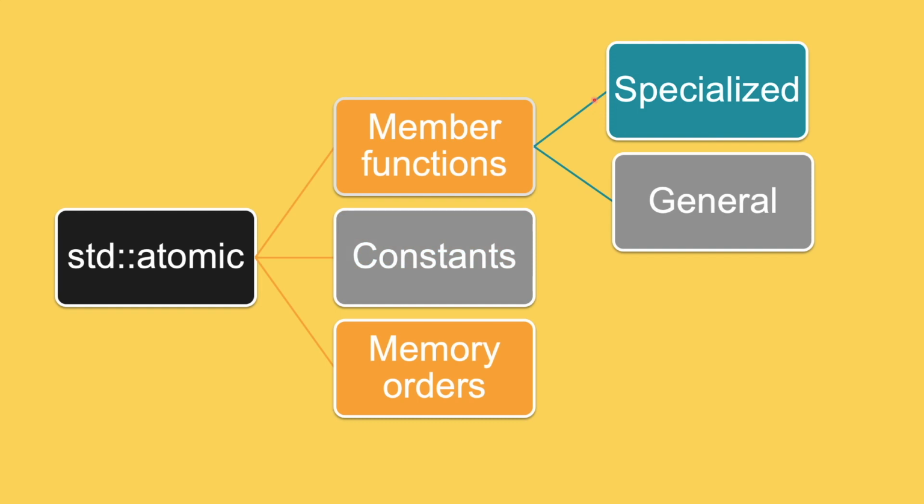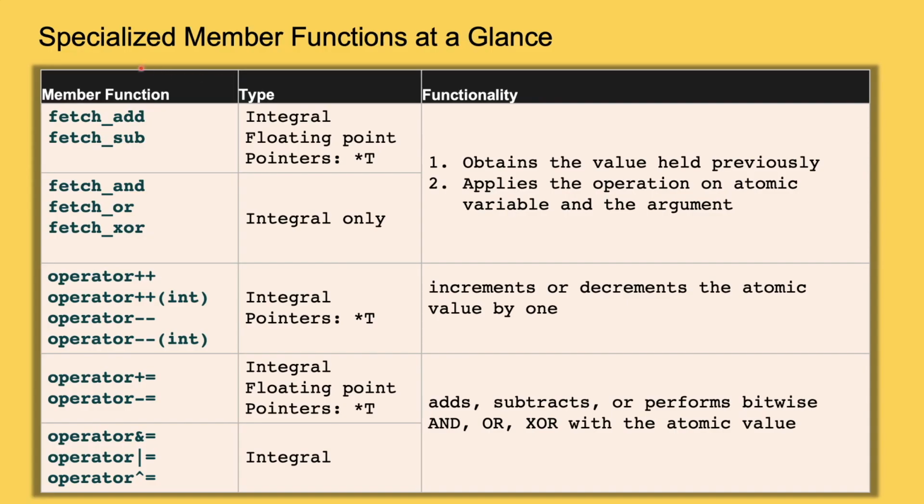Up next, let's talk about specialized member functions on std atomic. This shows the specialized member functions at a glance. So we have several functions that fetch the previous value and then apply an operation. For example, here, fetch add and fetch sub mean read the old value of the atomic variable, and then add something to it or subtract something from it. We have similar operations for AND, OR, and XOR.